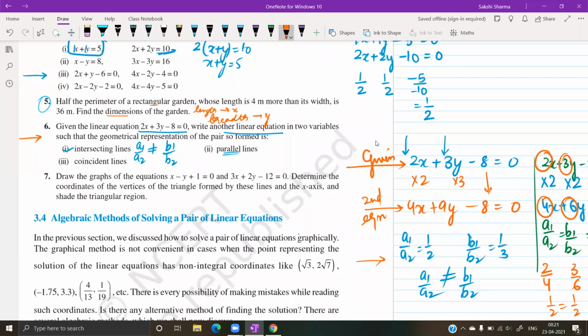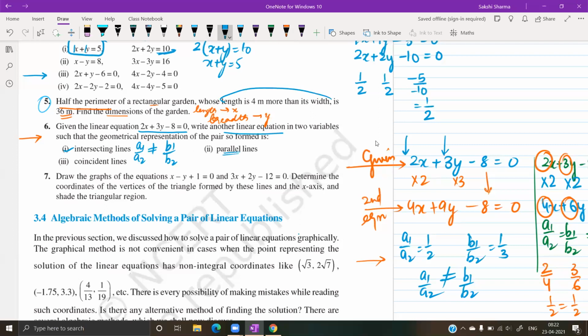Now you need two equations. Keep in mind, this question is to be solved with the help of a pair of linear equations. So you are supposed to make two linear equations using X and Y. One relation is that half the perimeter is 36. This is the first relation that you have. The half of the garden's perimeter comes out to be 36.